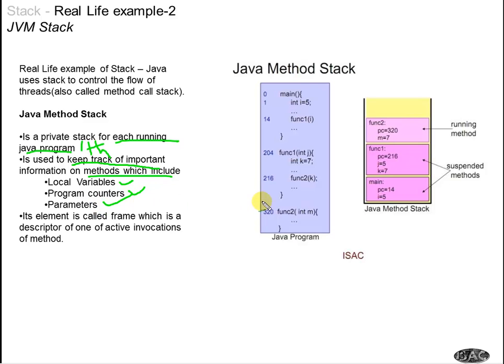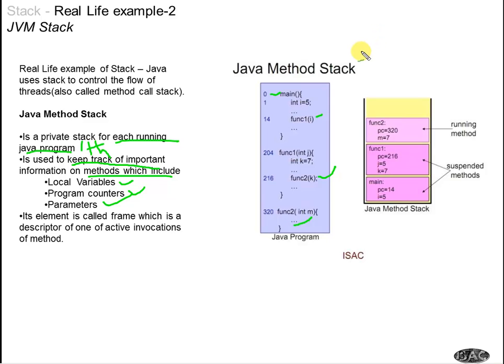So what happens is, let us assume this main function calls function 1, function 1 calls function 2. This is the main function, okay. Let us assume it calls function 1, function 1 calls function 2, function 2 might call something else. Now this flow of execution of all the methods is stored on a stack which is called a method call stack or the thread stack. It is the same thing. Whether you call it a Java method stack or Java thread stack, it is pretty much the same thing.